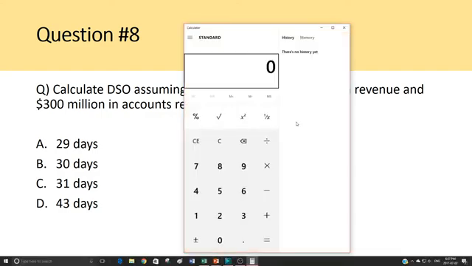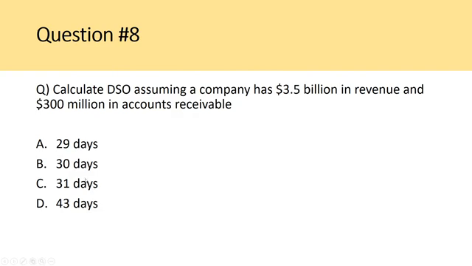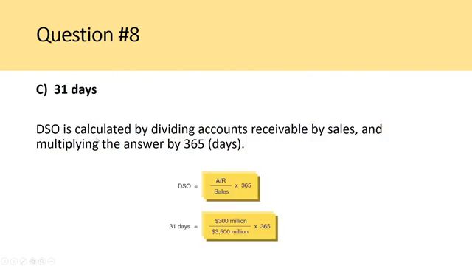Here, I'll just do it just to exhaust the thing. 300 divided by 3,500 multiplied by 365 gives us about 31.28. So rounding down, it'll give us 31 days. The answer is C. And so the DSO calculation is calculated by dividing accounts receivable by sales and multiplying the answer by 365. Okay, and this ratio represents how long it takes for us to receive our accounts receivable.